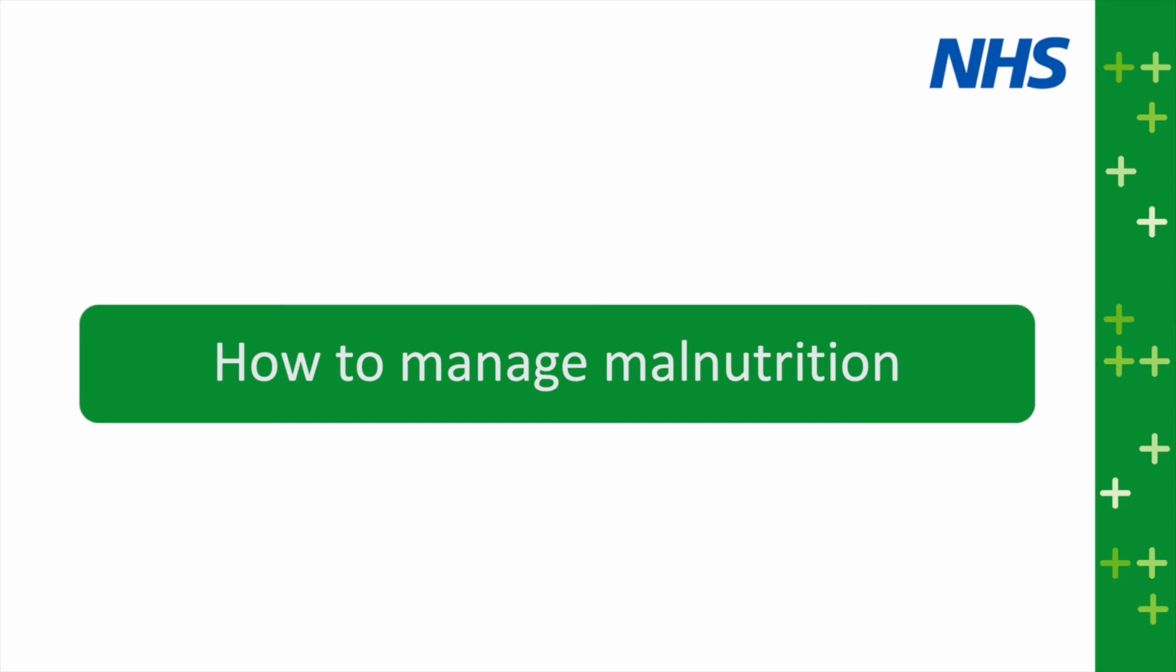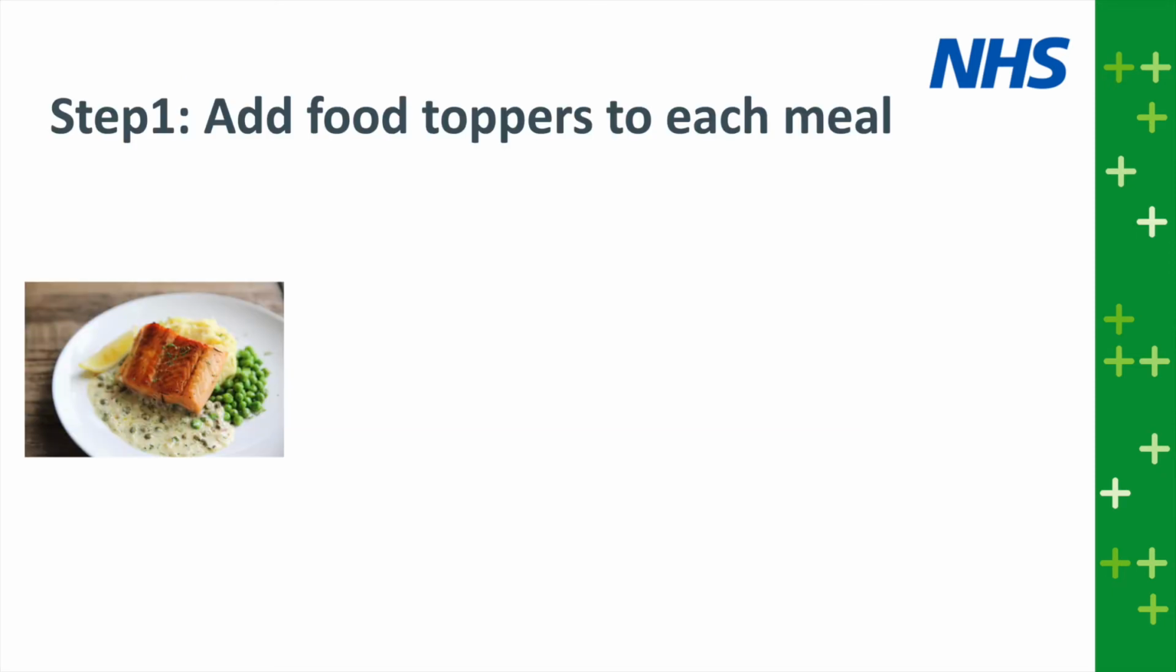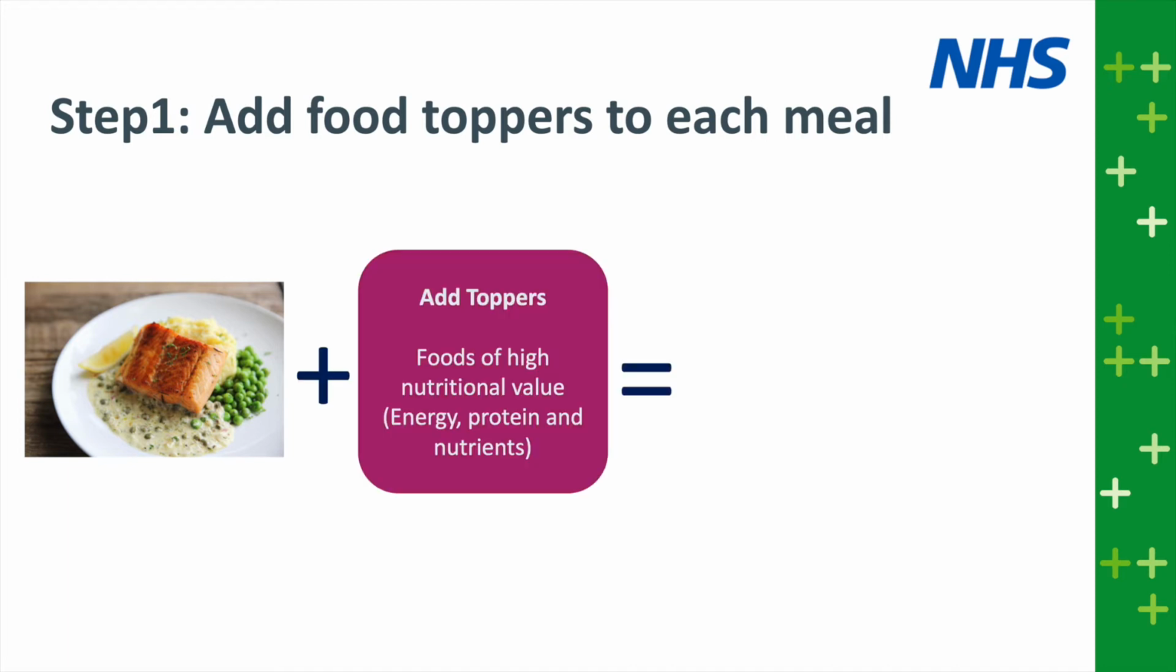So, how to manage malnutrition? If you've identified yourself or someone you care for as being at risk of malnutrition, it's really important to put some things in place to try and manage that risk. Now, the first thing we'd recommend is to add food toppers to each meal. A food topper is a food which is usually high in nutritional content. For example, it could be high in energy, protein, or other nutrients such as calcium, iron, or vitamin C.